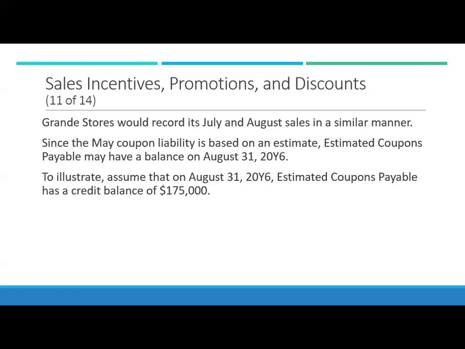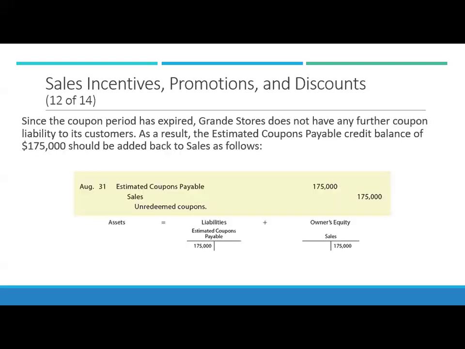Now we have to make an adjusting entry for the expiration of these coupons. They all expired on August 31st. So what do we do now? We have to reduce it to zero because we still have this payable, but now the liability has been sufficiently resolved. The coupons are expired. We no longer owe customers anything from this. And so we debit coupons payable and we credit sales. And so that boosts sales for August.